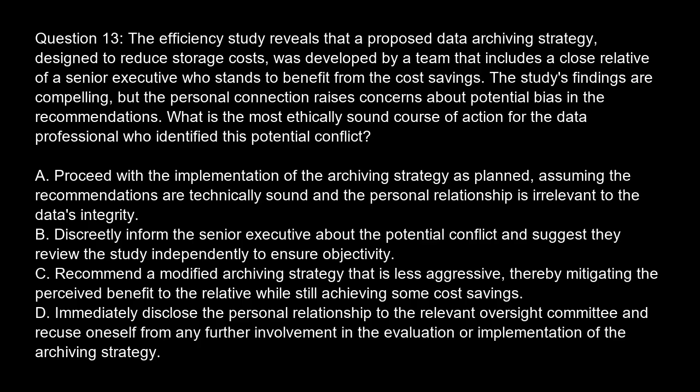Option A. Proceed with the implementation of the archiving strategy as planned, assuming the recommendations are technically sound and the personal relationship is irrelevant to the data's integrity. Option B. Discreetly inform the senior executive about the potential conflict and suggest they review the study independently to ensure objectivity. Option C. Recommend a modified archiving strategy that is less aggressive, thereby mitigating the perceived benefit to the relative while still achieving some cost savings. Option D. Immediately disclose the personal relationship to the relevant oversight committee and recuse oneself from any further involvement in the evaluation or implementation of the archiving strategy.